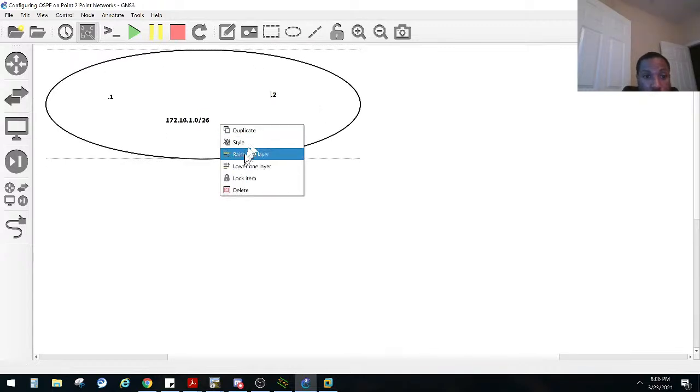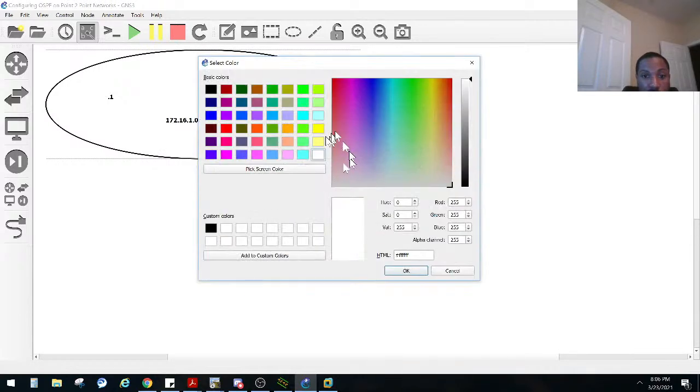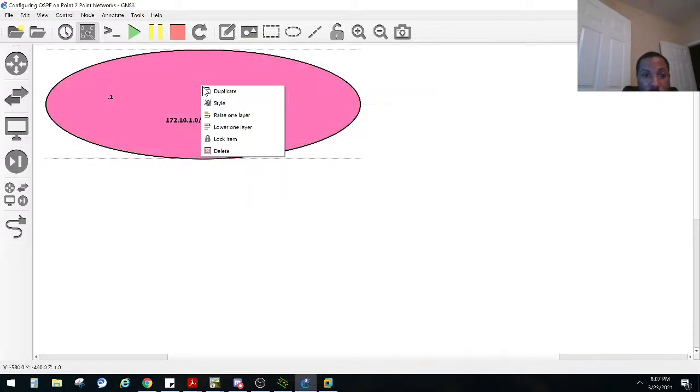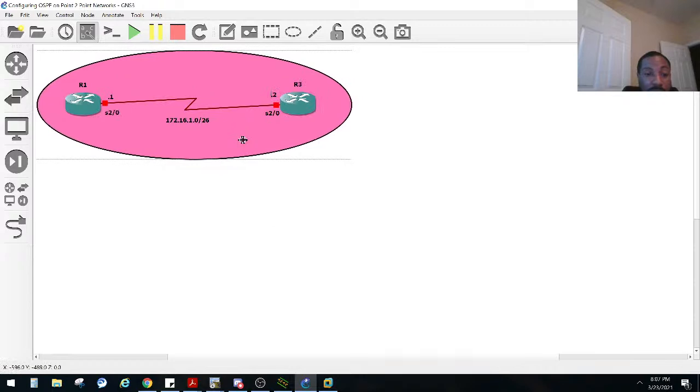So we're going to change his style. Let's go with the fill color. Go with my daughter's favorite color here. Let's go with pink. That's the fill color, and then we'll apply that. We'll back him up, just the one low. And then these 2 guys right here are in that area.